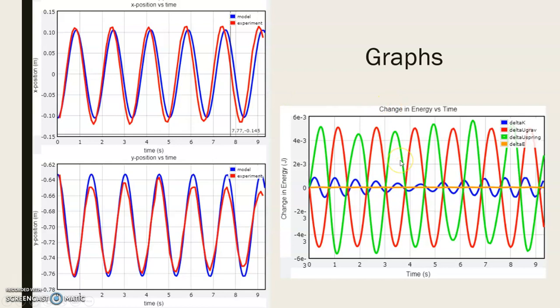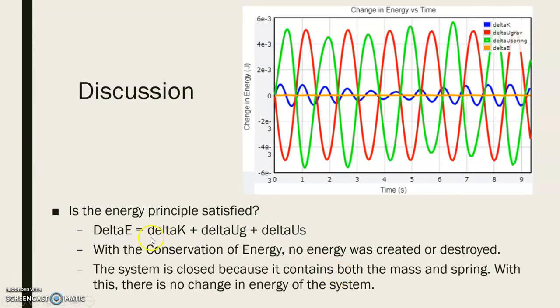To the right, we see the change in energy versus time graph. It's important to note that the change in energy is 0 because the energy is constant within the system. So with this, the energy principle is satisfied because, again, this energy is constant and this holds to be true. No energy was created or destroyed. It was transferred between these values through the oscillations.